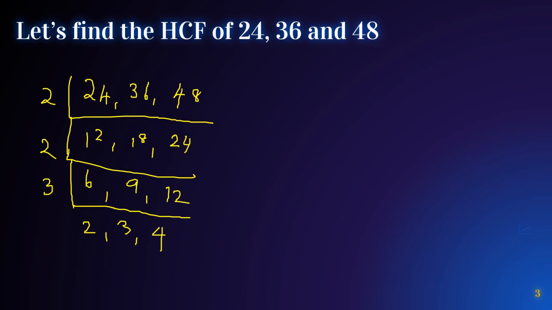Now even if I take 2, 3 is not divisible by 2. So I can't do that. So 2, 3 and 4, they are co-primes. All three don't have a common factor.